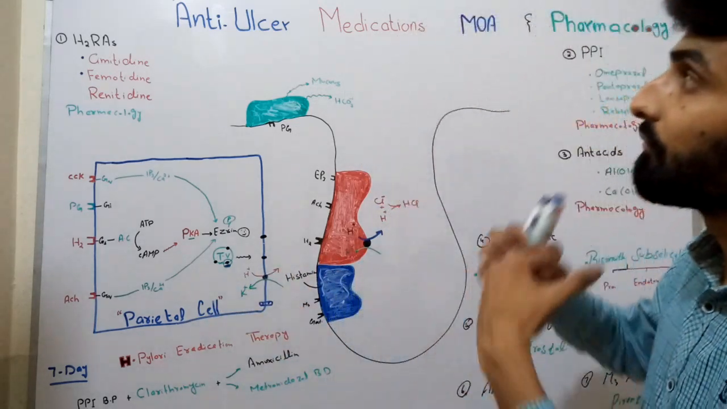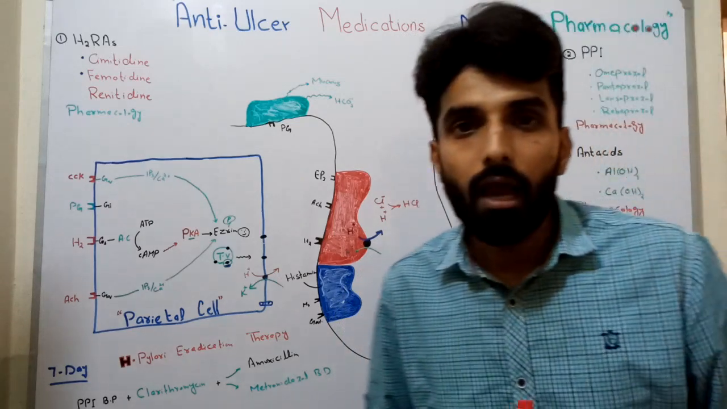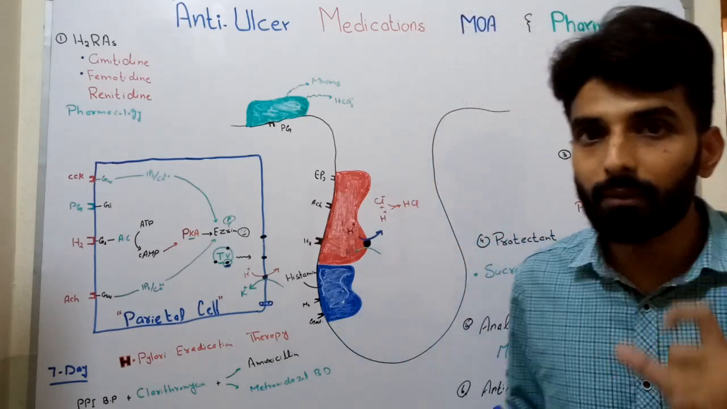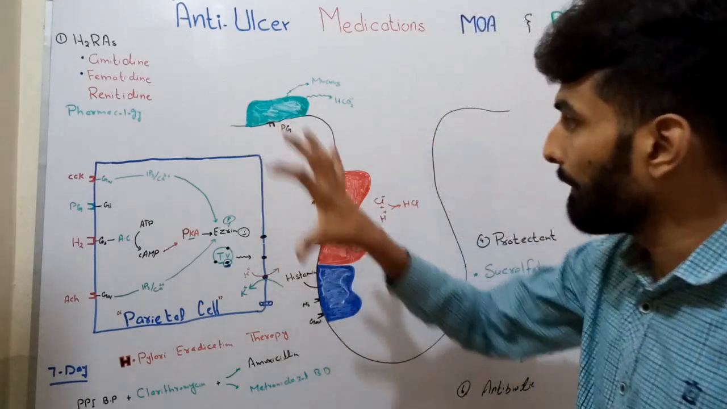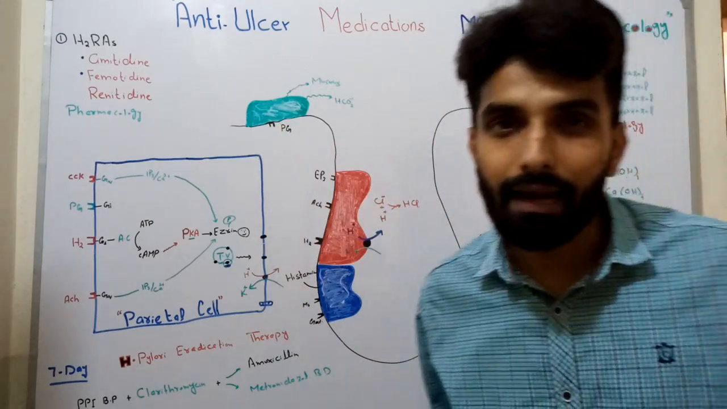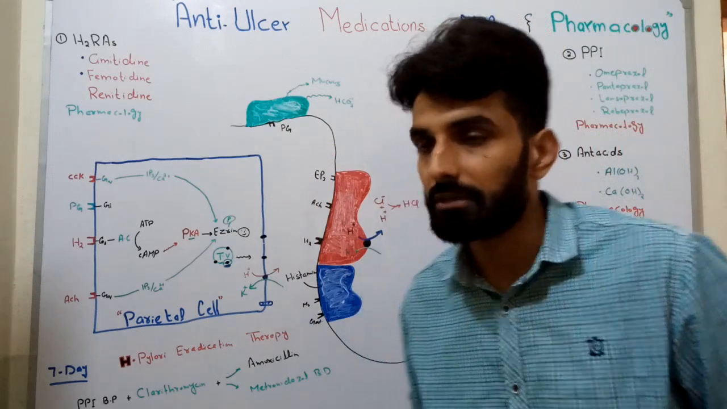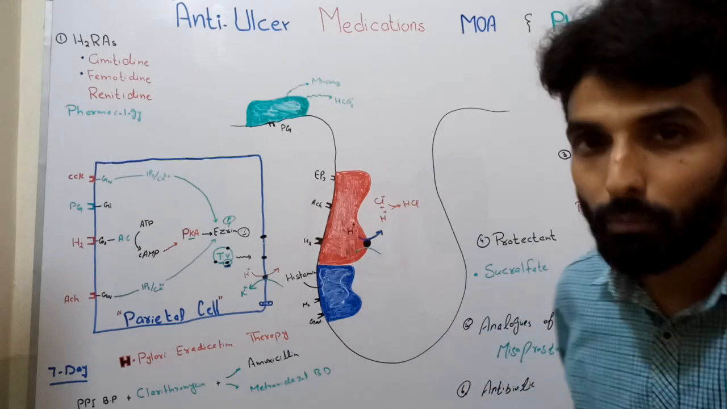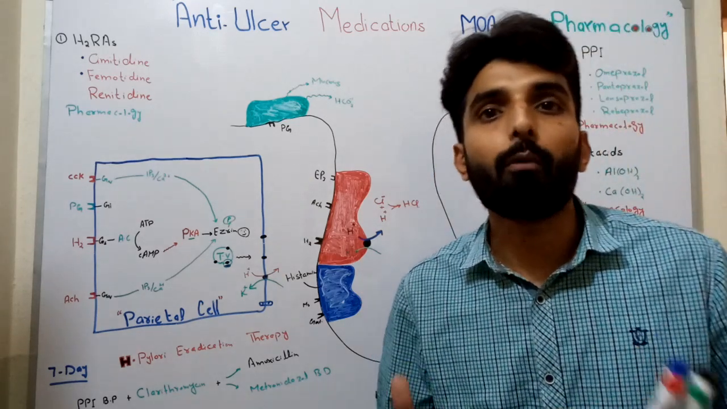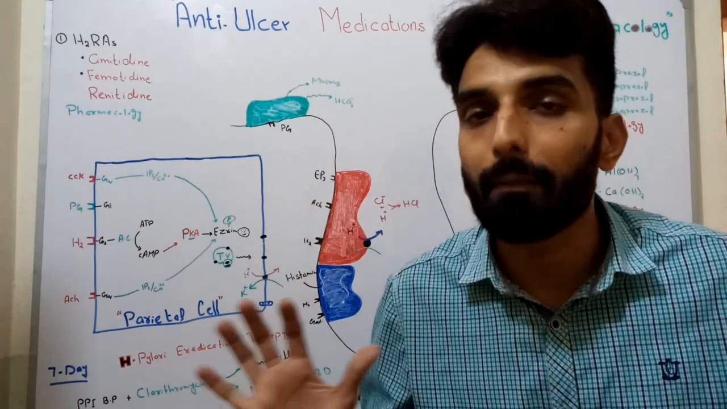Before moving toward the medication, I would like to give you a brief summary about these secretions so that you may get a better concept about the drugs, how they will act and how they will control the acid secretion. So first of all, here you see the enterochromaffin cell is responsible for the secretion of histamine.